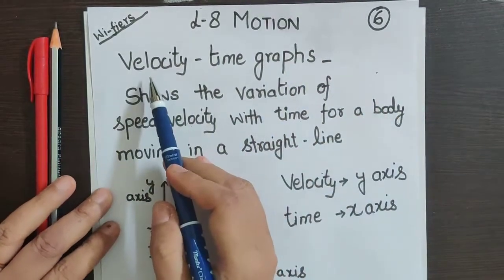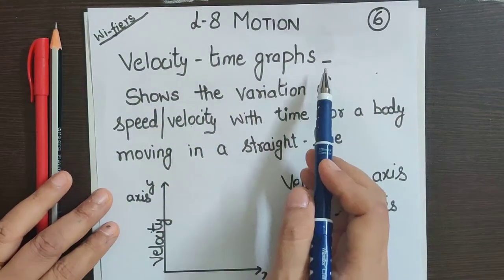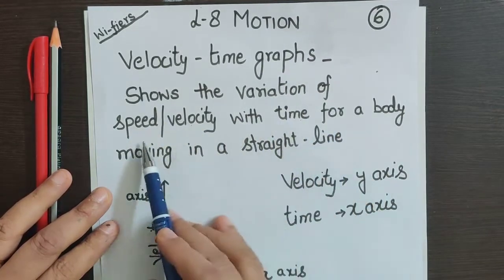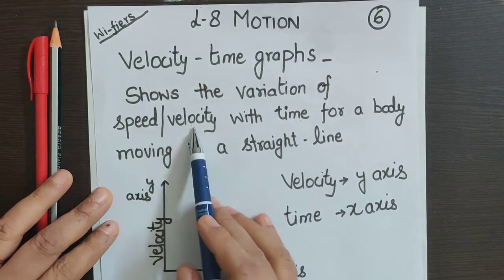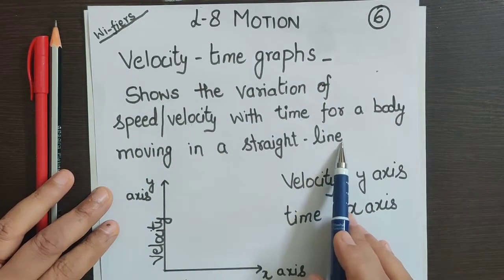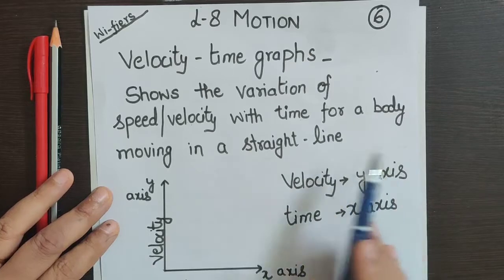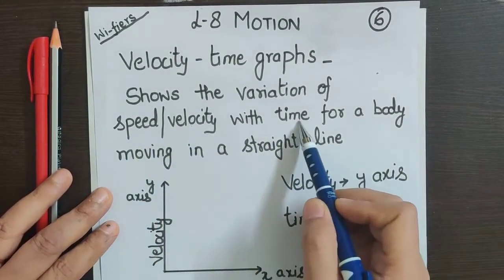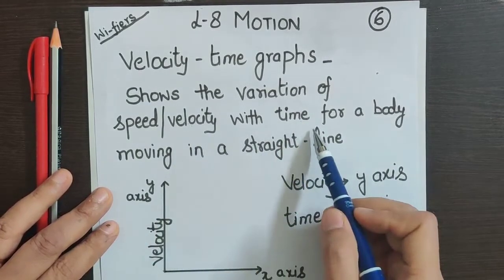Lesson number 8, Motion Video Part 6. I am here to discuss the velocity time graphs with you. Following, I am going to show you the variation of speed and velocity. You know that speed and velocity become the same thing when the body is moving in a straight line or on a straight road. I am going to discuss two quantities, the speed with time or velocity with time for a body.